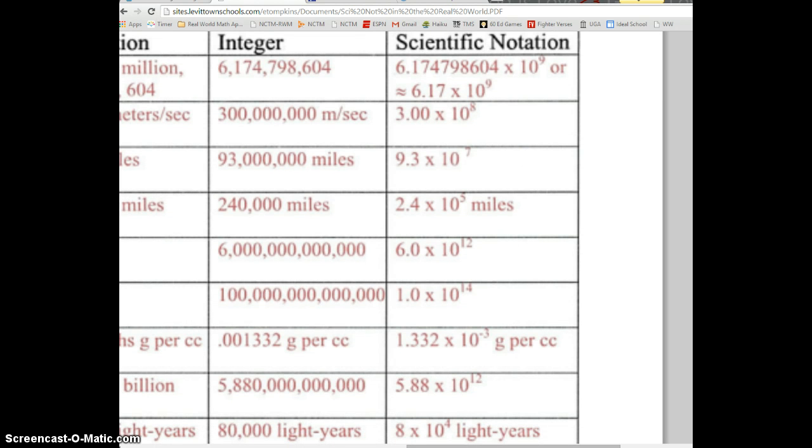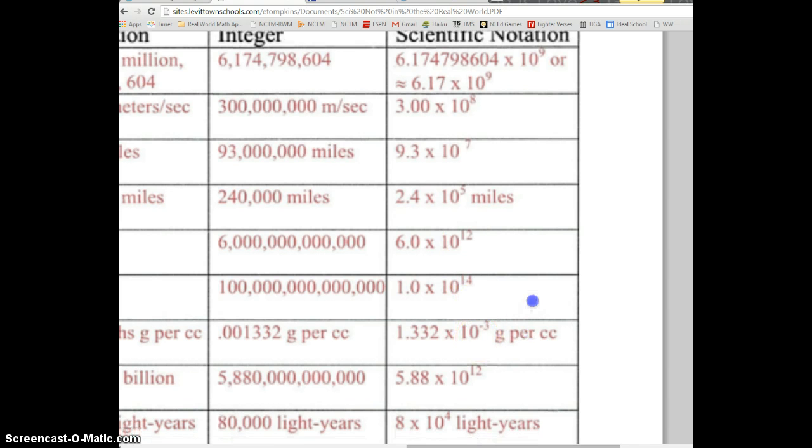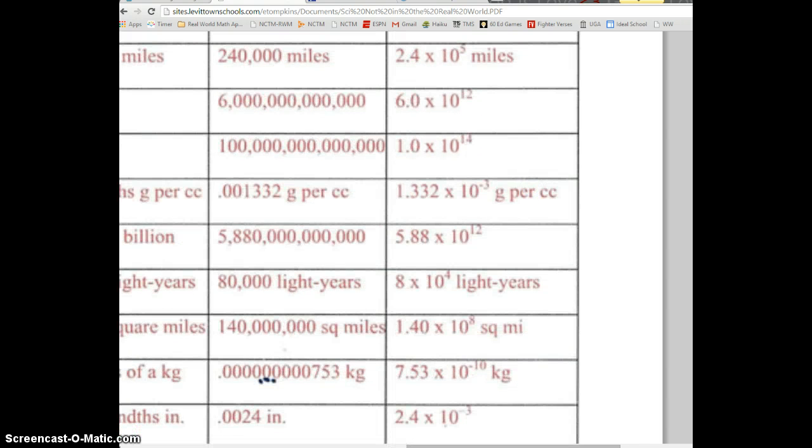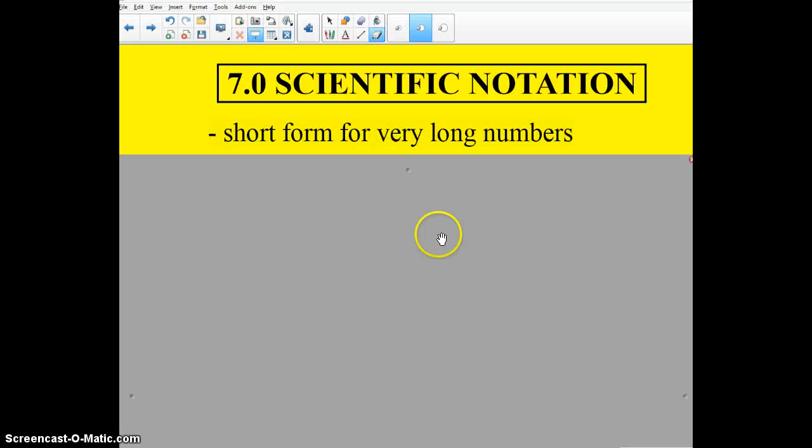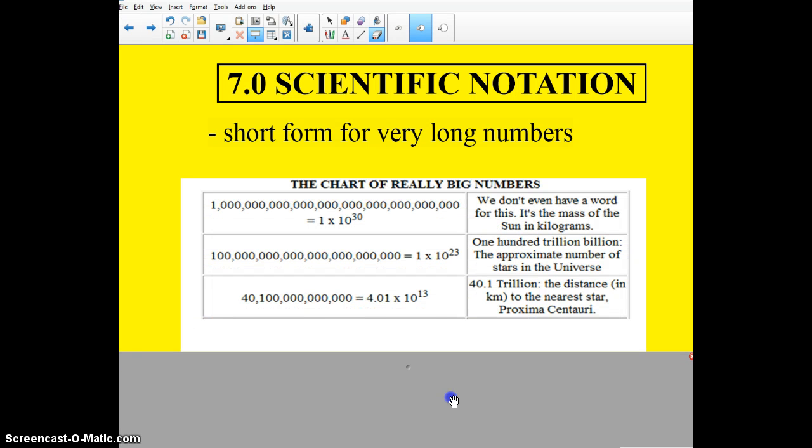If you notice, the first column here, the first factor, 6.17, 3, 9.3, 2.4, 6.0. That number is between 1 and 10. And then you have a factor of 10, 10 to the 8th, 10 to the 7th, 10 to the 5th, 10 to the 12th, 10 to the negative 3rd. Skip down, 10 to the negative 10th, 10 to the negative 3rd. And we rewrite it in a different way.